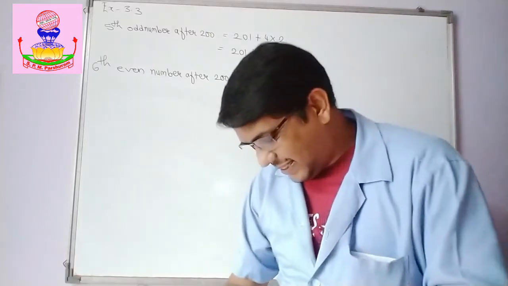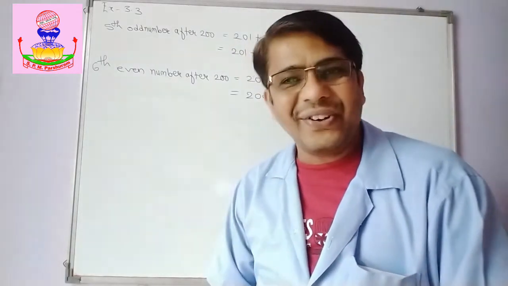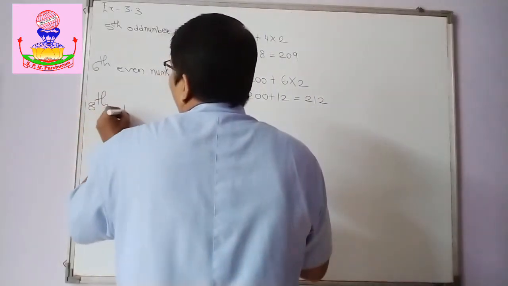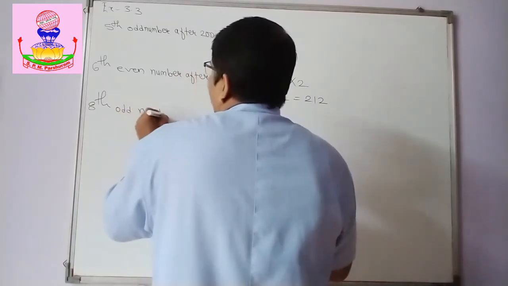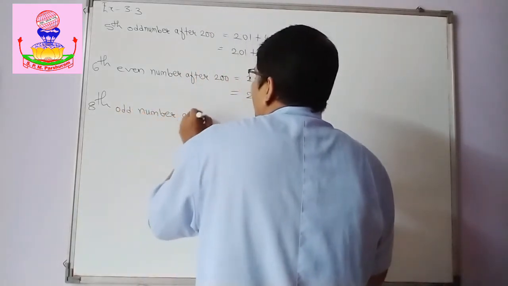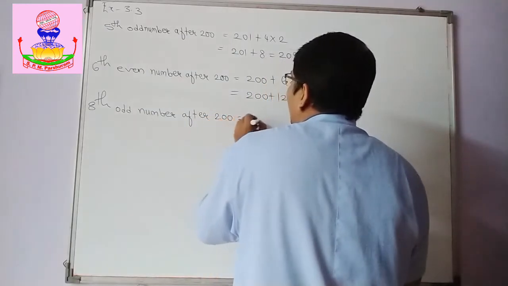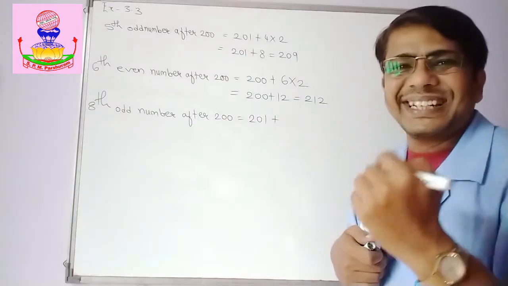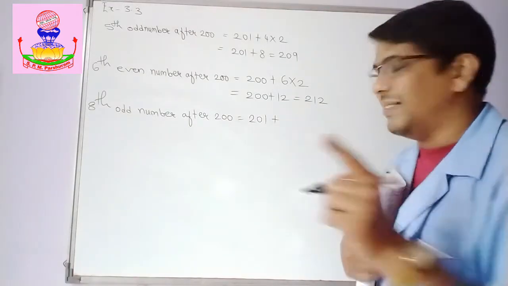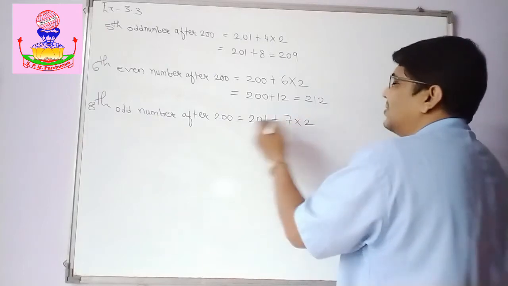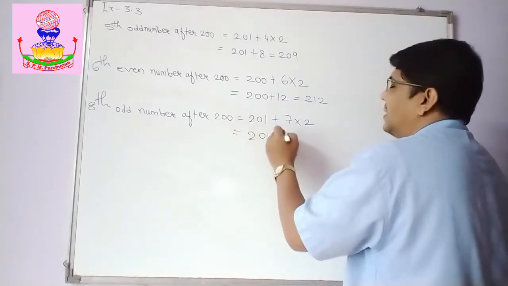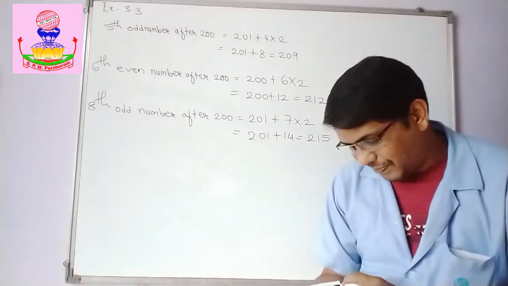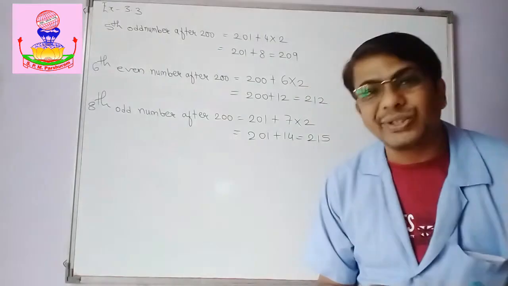We are right. Yes. Then next is the eighth odd number after 200. I have to find the eighth odd number after 200. Again, 200 is not an odd number. So the next odd number, the first odd number, is 201. So how many are left? 7. So 7 multiplied by, oh yes, 2. Now you got it. So 201 plus 14, that is 215. Now what do they say?